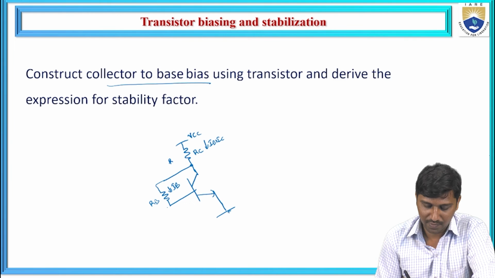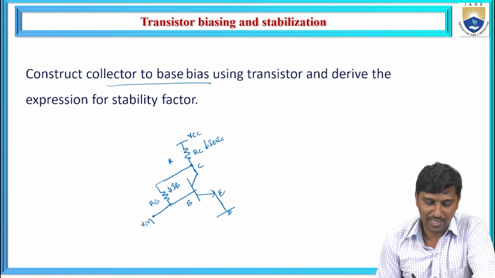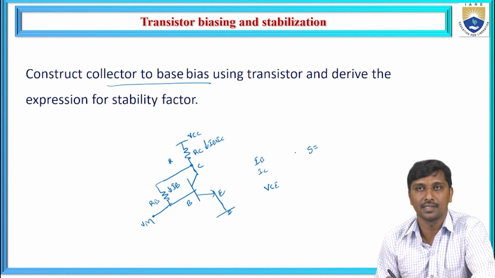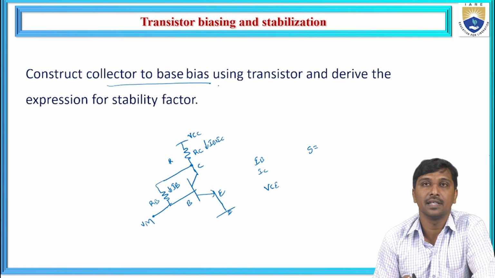Then the emitter is grounded, with the collector and base. Here we need to apply KVL. So draw the circuit, then derive the expressions for IB, IC and VCE. Then derive the stability factor S. If you want, you can refer to the collector to base bias session to identify the stability factor.